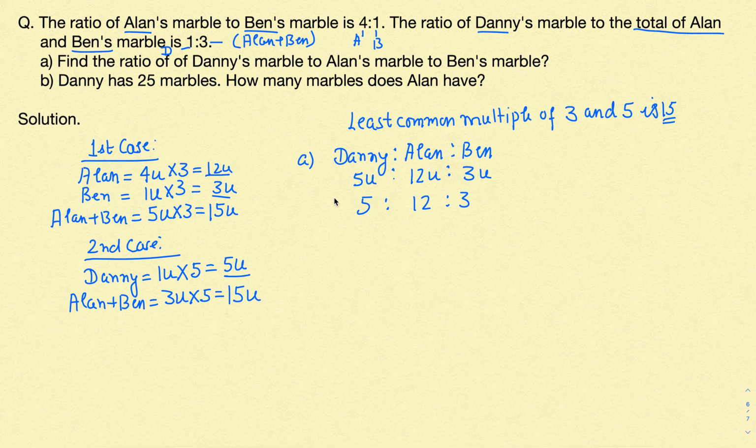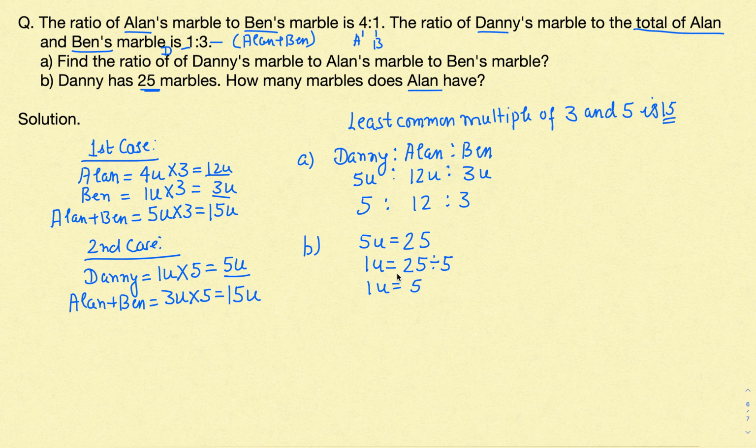Now let's move on to part B. What do we have in part B? Denny has 25 marbles. It's given that the number of marbles Denny has is 25. Given this information, we have to find how many marbles Ellen has. Since we know the number of units of marbles Denny has is 5 units, this 5 units should be equal to 25, because Denny has 25. So 5 units is 25, and 1 unit should be 25 divided by 5, which gives you 5.